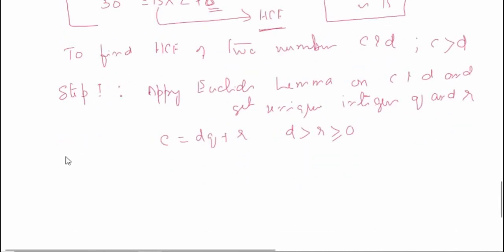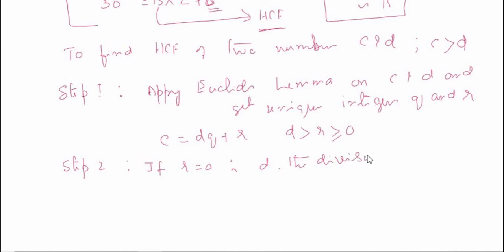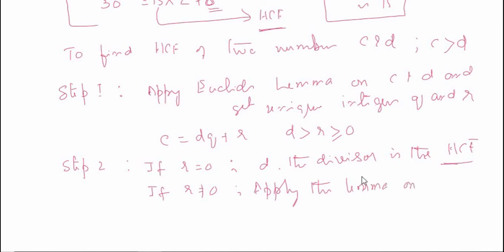Step 2. Now, in the first step we got R. Now if R equal to 0, then D, that is the divisor, is the HCF. That is the end of it. Now if R is not equal to 0, then apply the lemma not on C and D, but now on D and R.